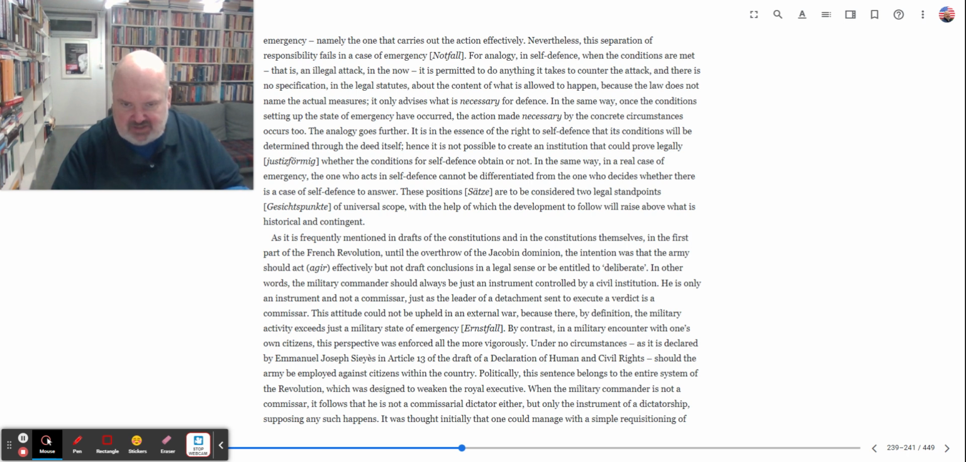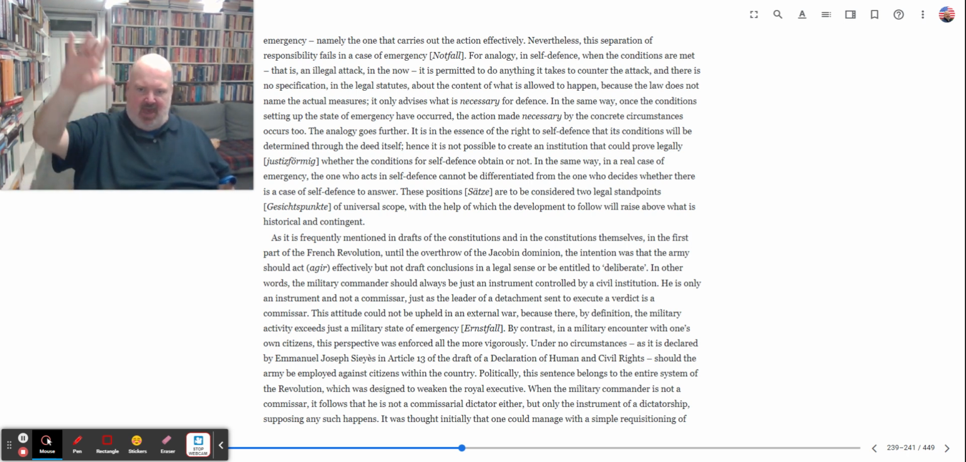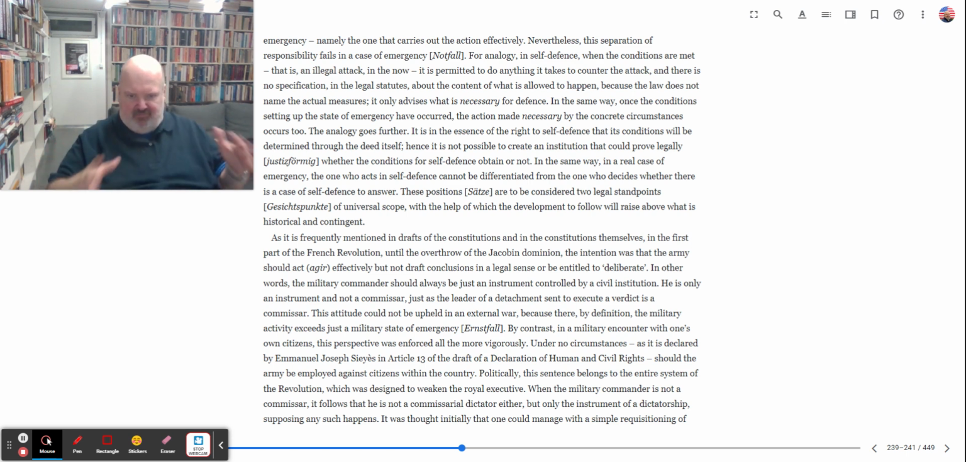In other words, the logic of these positions that he's talked about here, these two analogies that he's held in the above paragraph. These two positions are considered two legal standpoints of universal scope, with the help of which the development to follow will raise above what is historical.